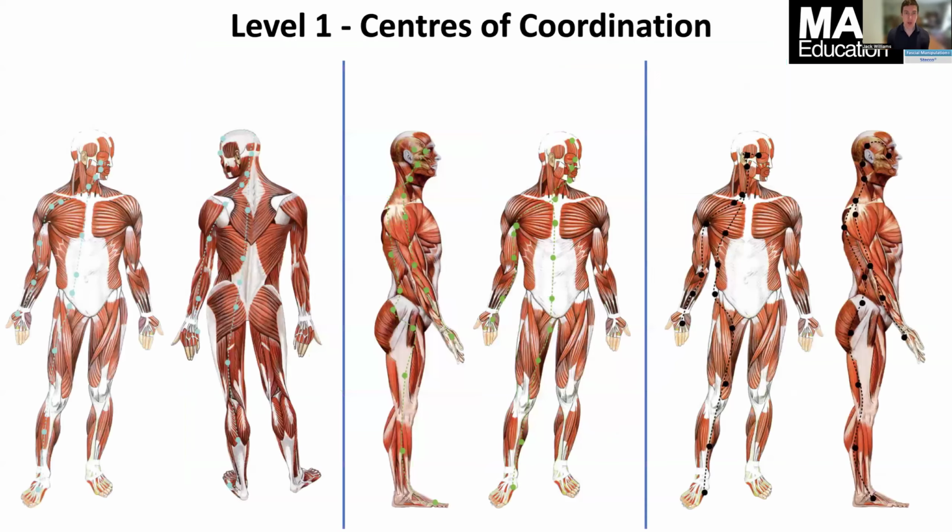So level 1, we learn about the fascial planes and the specific points within these planes called centers of coordination, of which there is one in each segment of the body related to each direction of movement, and when combining them, develop the fascial planes.